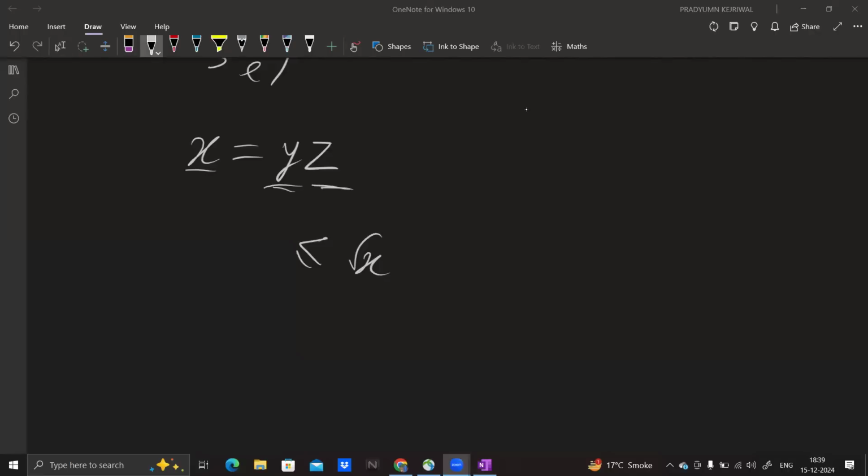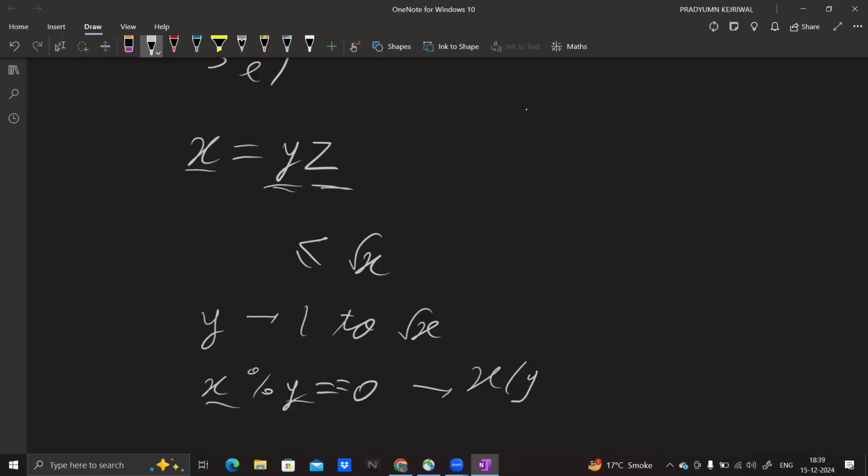Yes. So I'll just iterate over y from 1 to root x, and I'll check if y is a factor of x. Like if x mod y equals 0, then y is a factor of x. So the other factor of x would be x by y. x by y is z. So therefore I got y and z. I'll get all the possibilities of y and z in O of root x time. Understood?